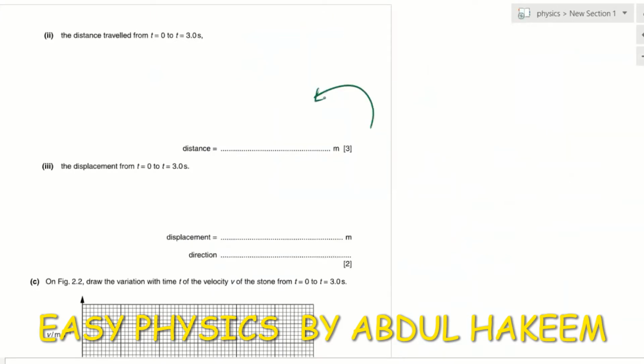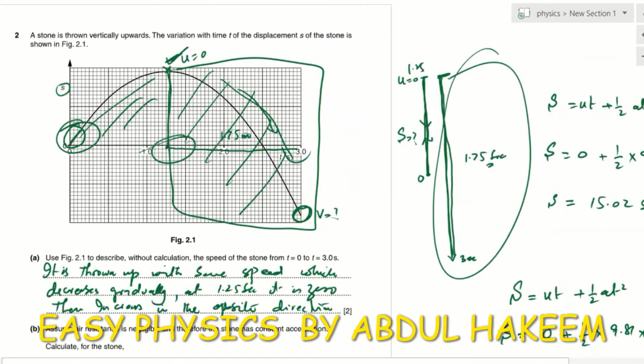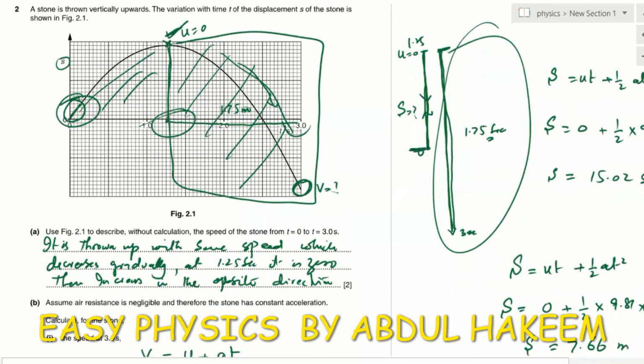Next, the displacement between 0 and 3 is required. Look at this. Displacement. It starts its journey from this point. It goes up and then down. So this is the starting point. This is the ending point. So the distance between the starting and ending point, this one is the displacement. The gap between the starting and ending point.